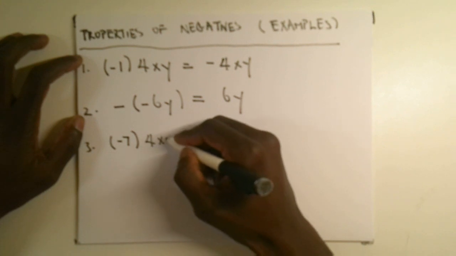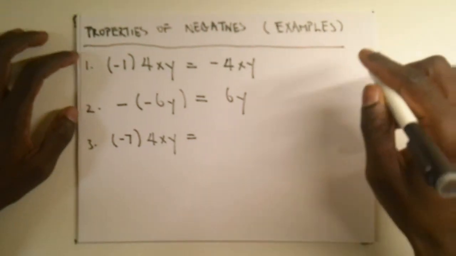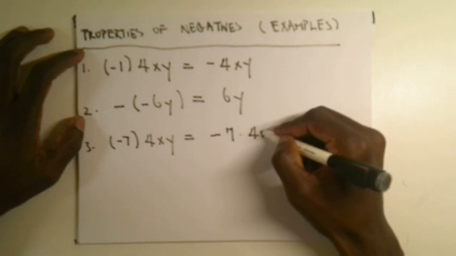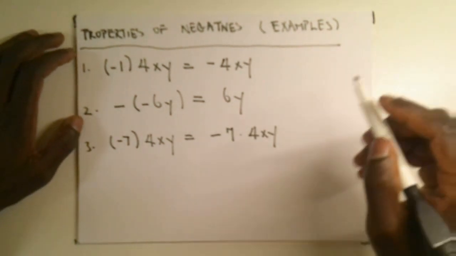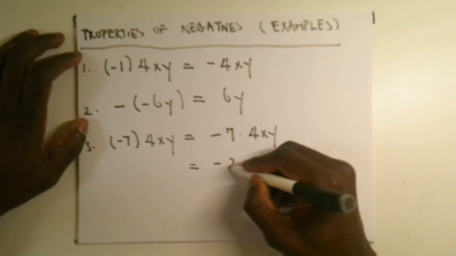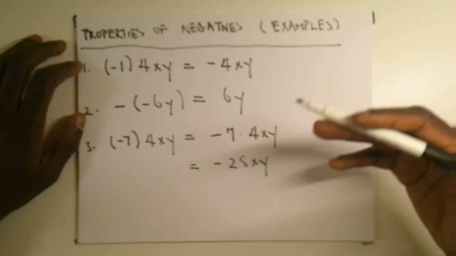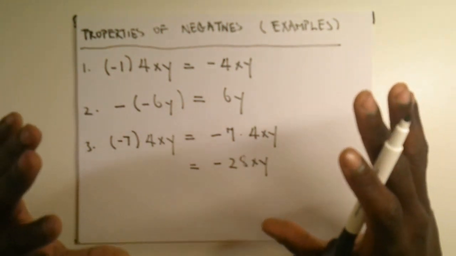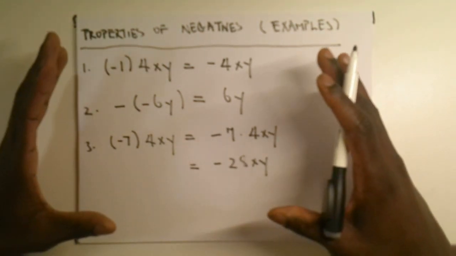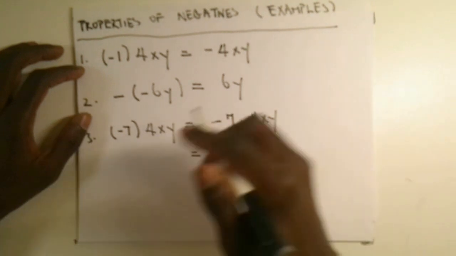All right, number 3 says now I have negative 7 times 4xy. So first, we calculate this as a negative 7 times 4xy. And then the negative 7 times 4 will change this value into a negative 28 times xy. So the xy variable just comes along for the ride. In these types of problems, you're only changing the sign on the value, right? It only goes with the sign on the number value. Let's look at number 4.